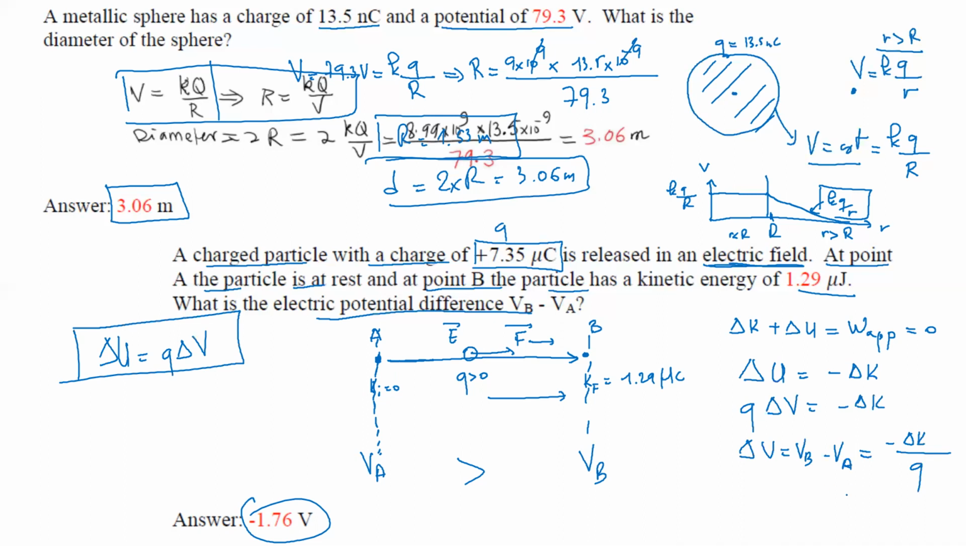So it will be what? Minus delta K, K final. So I'll have minus 1.29 10 to the power minus 6 joule, minus 0 because the initial kinetic energy is 0, divided by Q, which is 7.35 10 to the power minus 6 coulomb. The 10 to the power minus 6 goes away, and you end up with VB minus VA is equal to minus 1.29 divided by 7.35.